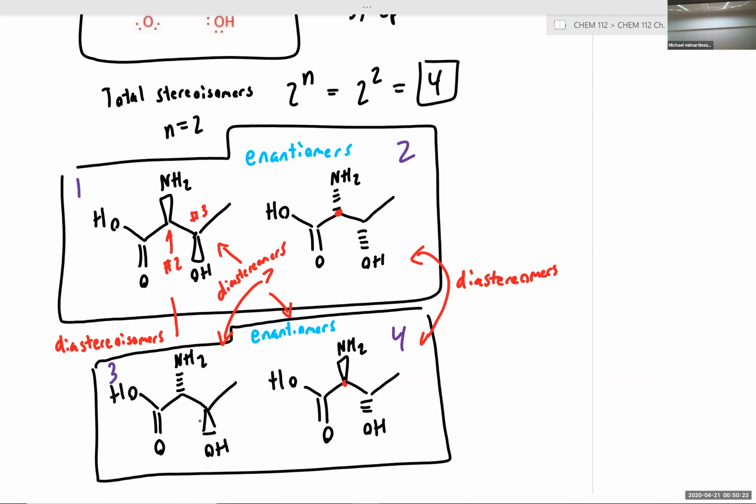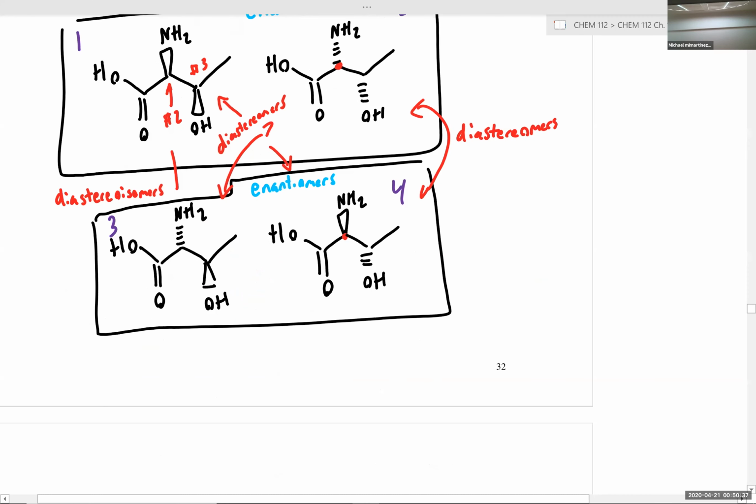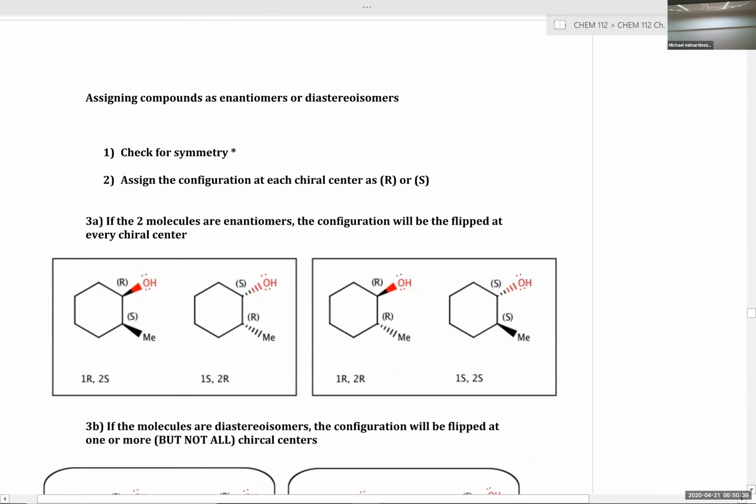Is everyone comfortable with this example? Would everyone be comfortable working on an example in small groups together? Okay, so let's first talk about one exception, and let's talk about a procedural method if you need to assign compounds as enantiomers or diastereomers. So how do we do that?